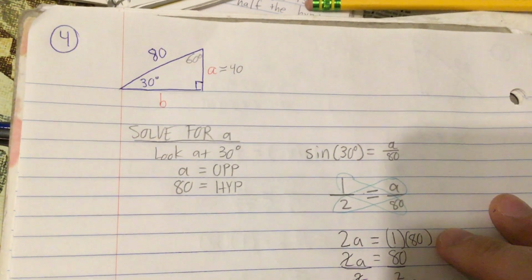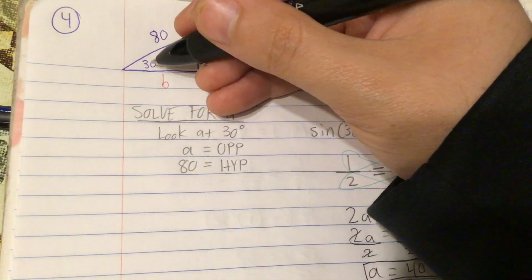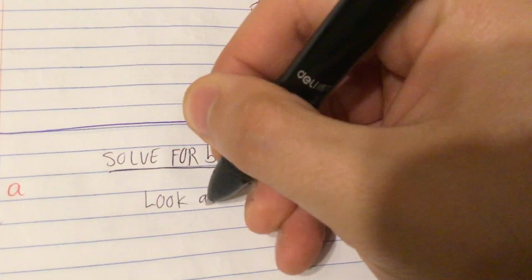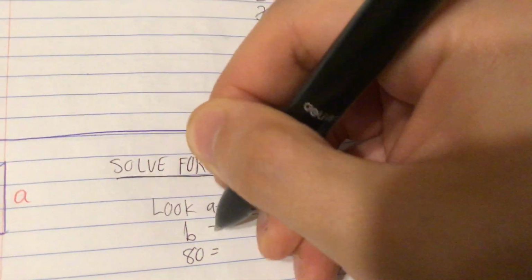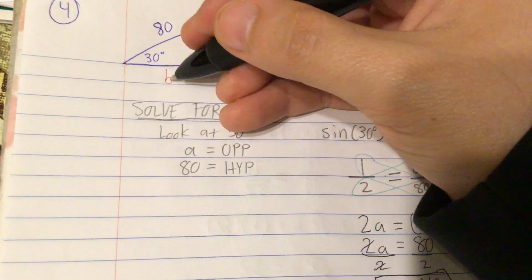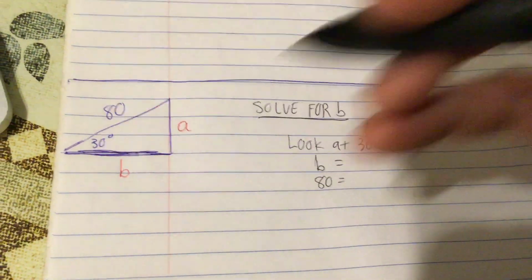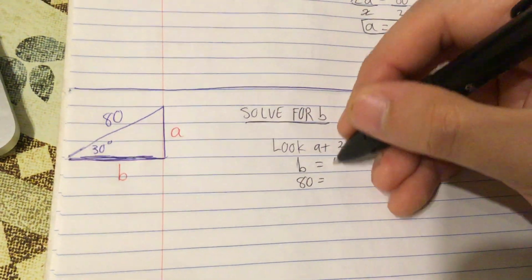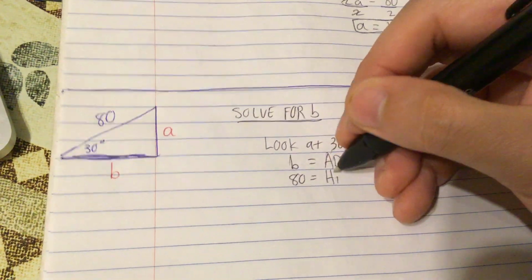Solve for side length B. Once again, I have a variety of options to play with, but I'm going to look at 30 degrees. I've got side length B and side length 80. Side length B is the adjacent side, and side length 80 is the hypotenuse. I wrote it twice because I was going to do it in two separate ways, and I was like, no, I like trig. That's the adjacent side, and 80 is the hypotenuse.